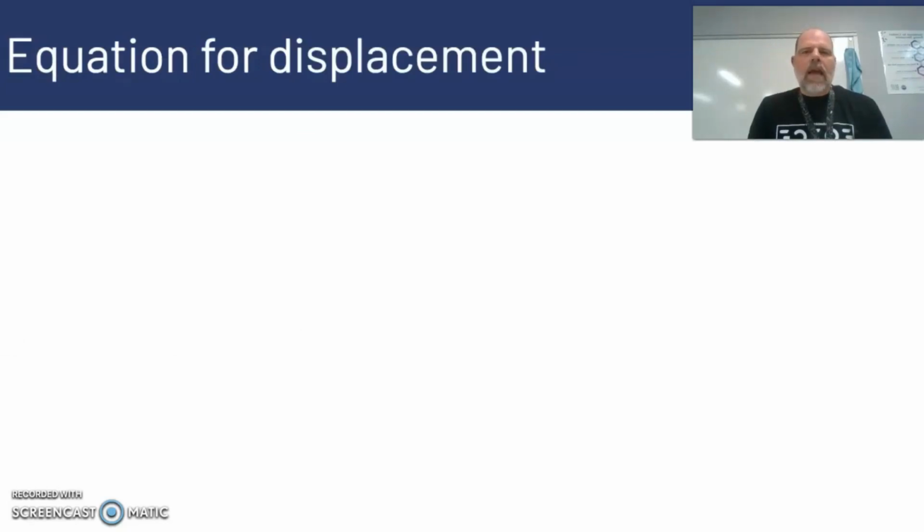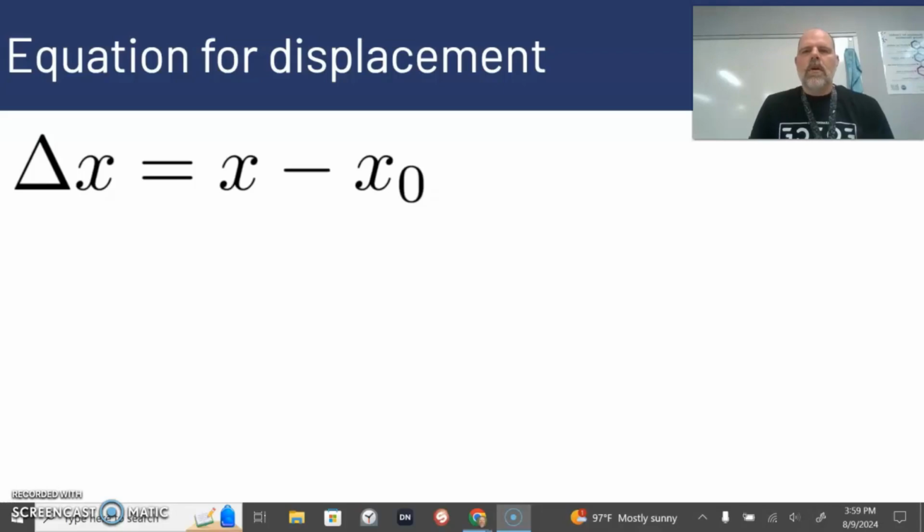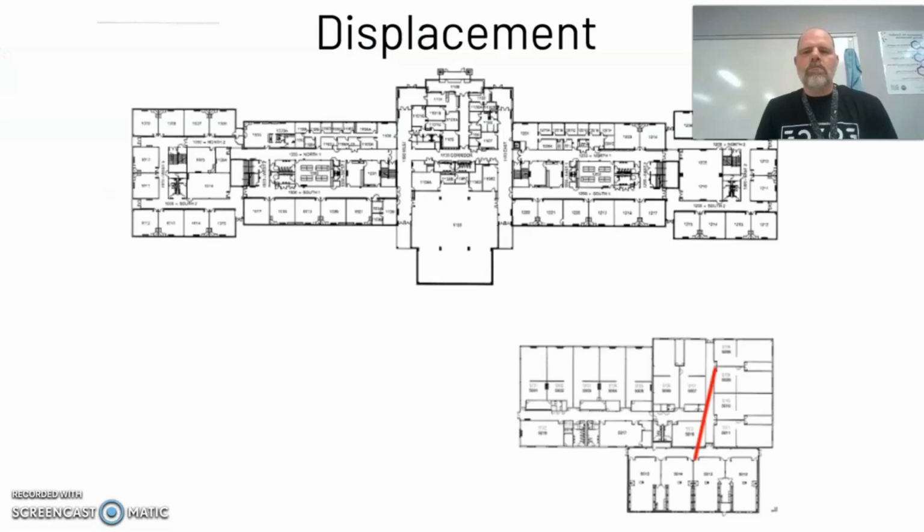So let's look at the equation for displacement. So displacement, we have delta x, and that is equal to your final position. So x here without a subscript is your final position, and x naught, so that little subscript of a 0 there means x naught, that's your initial position.